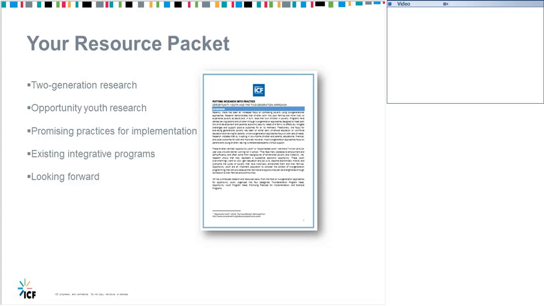So what we've done here is provide you with resources on 2Gen, resources on opportunity youth, and promising practices for implementation. These are toolkits, reports, and briefs to offer practices and policy considerations for this emerging area. There are some existing programs that are doing this, and we'll talk about those a little later, but there is a list in the resource packet. Finally, we end the resource packet with information on where you can go to find research, websites like the SSRC or the OFA, Office of Family Assistance Peer Technical Assistance Network.